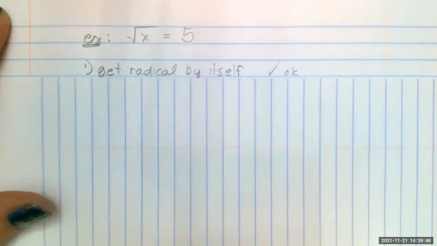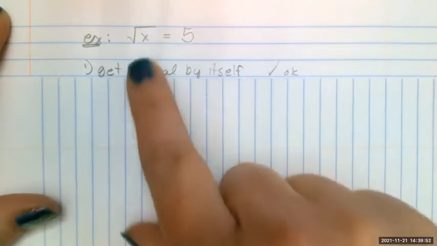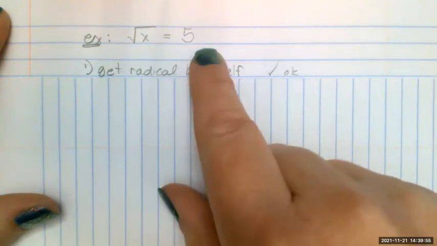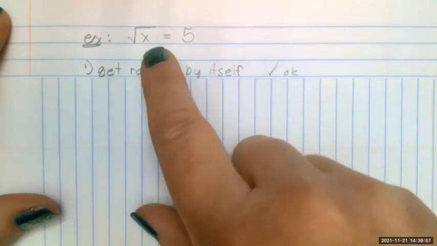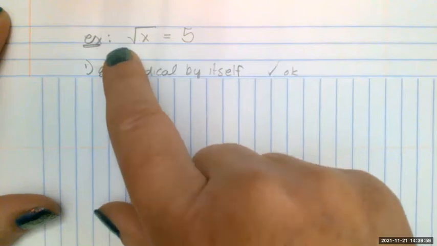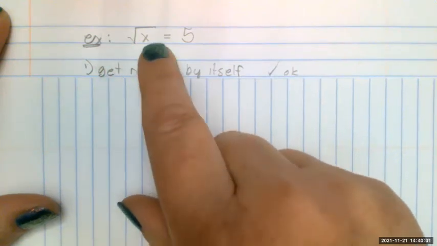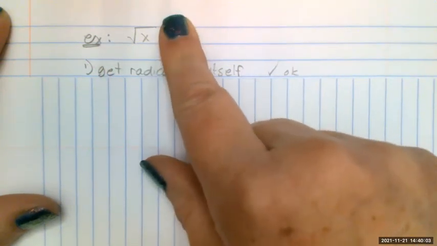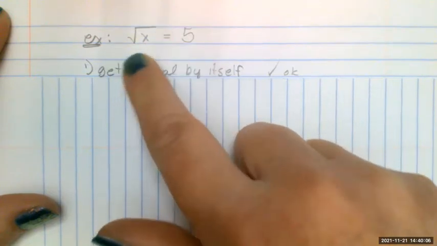Is the radical by itself? The answer is yes. It's just the square root of x on this side. All right, so this is all by itself. There's no number in front of the radical. There's no negative in front of it. I'm not adding or subtracting to the radical. This radical is completely by itself.